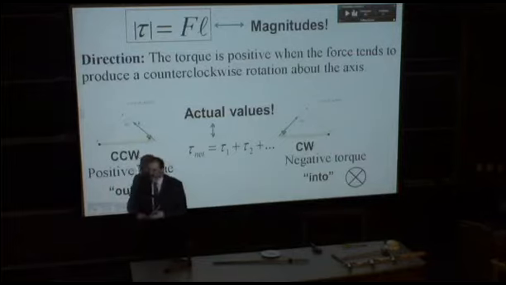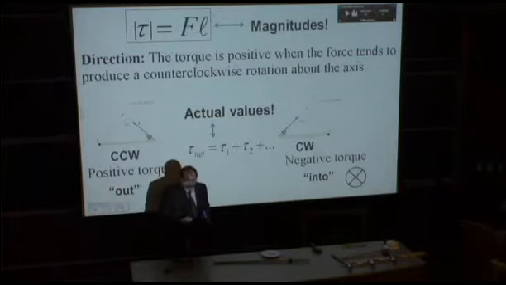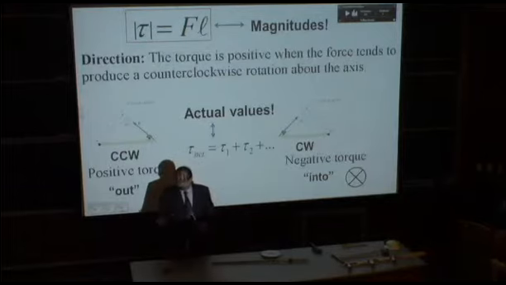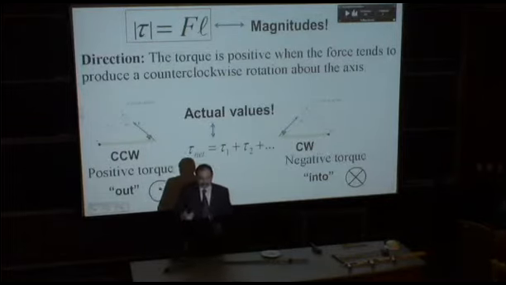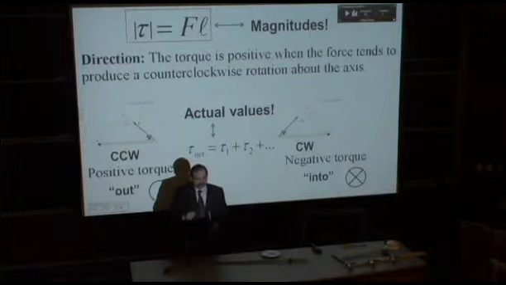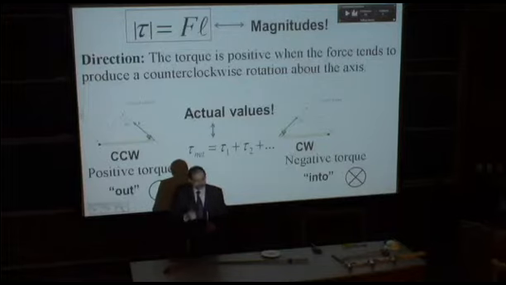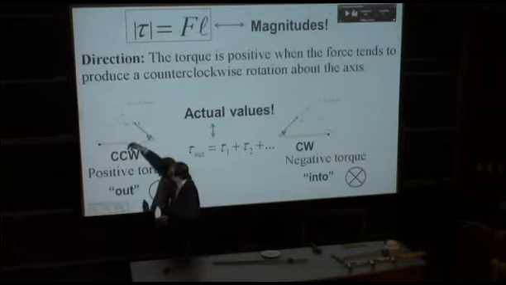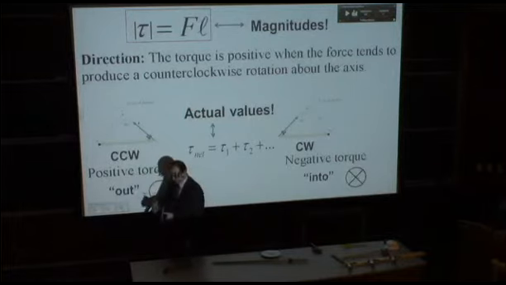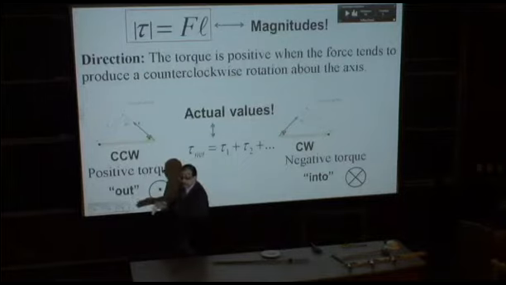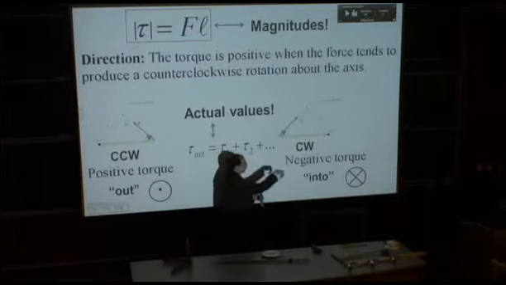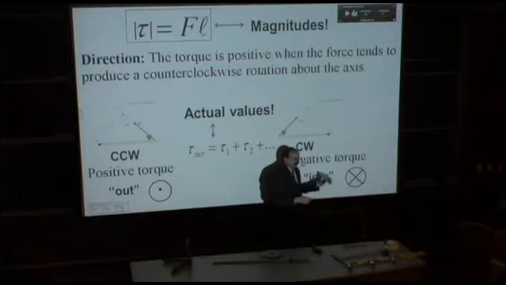So now, every torque, like every force or velocity or acceleration, has two features. The first feature is magnitude. How do we calculate it? Well, we have three ways to calculate it. And the second feature is direction or sign. Counterclockwise torque means it's positive relative to our reference frame, but clockwise torque means it's negative.